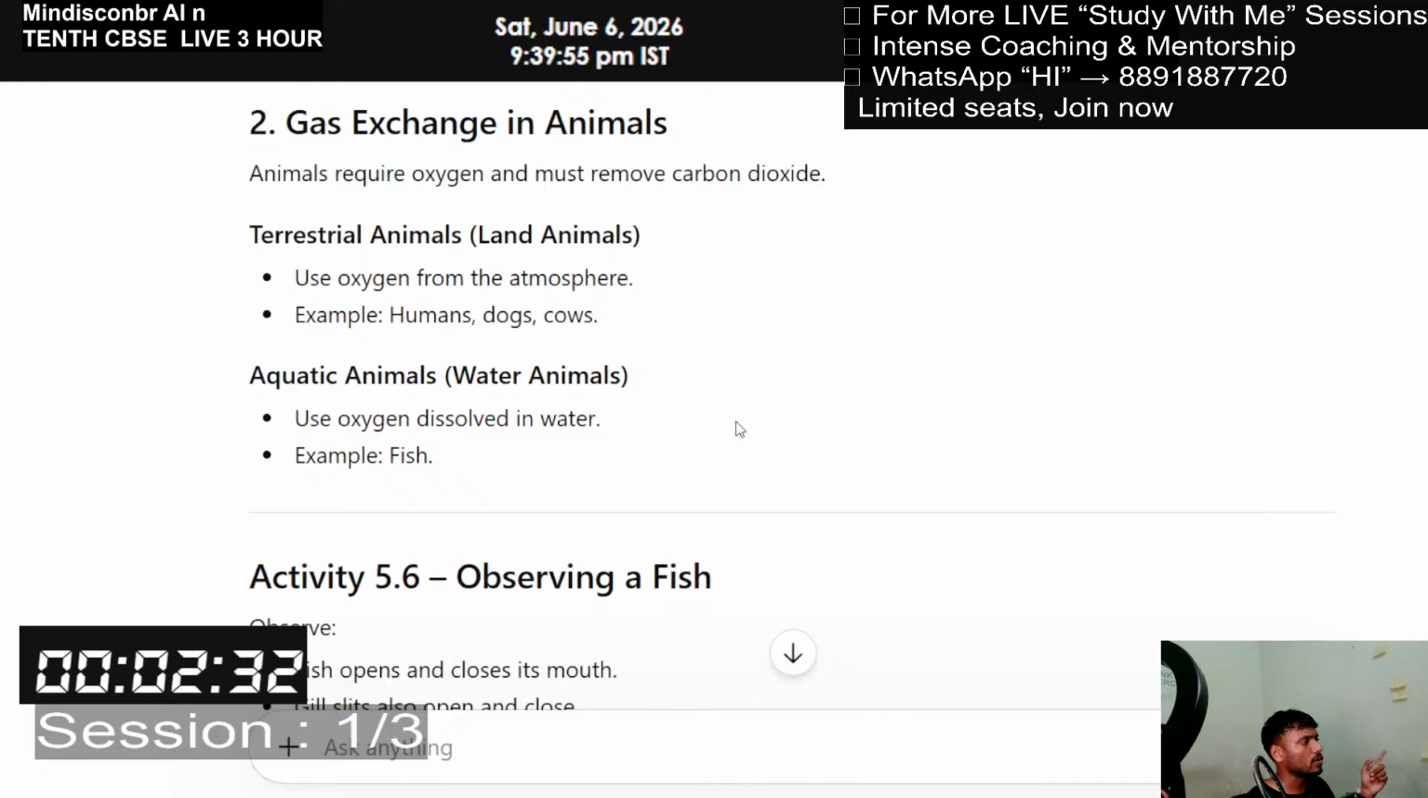Similarly, animals also use oxygen from the atmosphere and remove carbon dioxide. Terrestrial animals like land animals use oxygen from the atmosphere. Examples: humans, dogs, cows. And aquatic animals use dissolved oxygen in water. Example: fish.